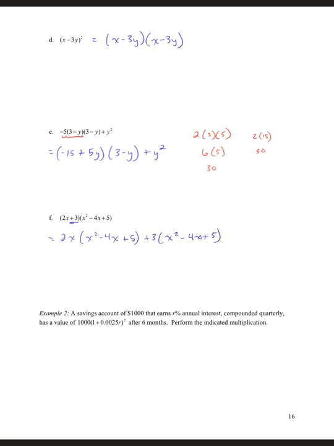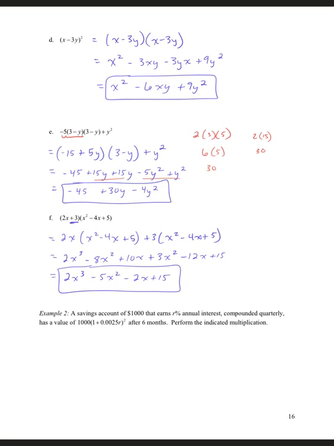Okay, when you are finished with these three problems, unpause the video and check my answers to see how you did. Okay, looking at letter D.